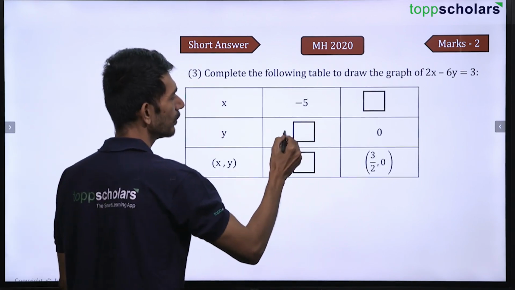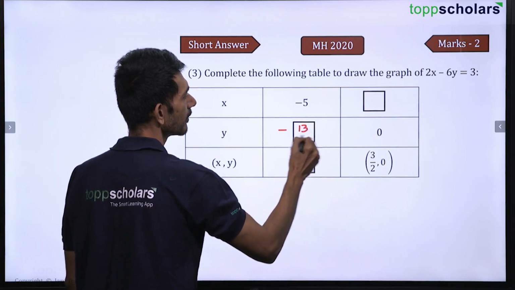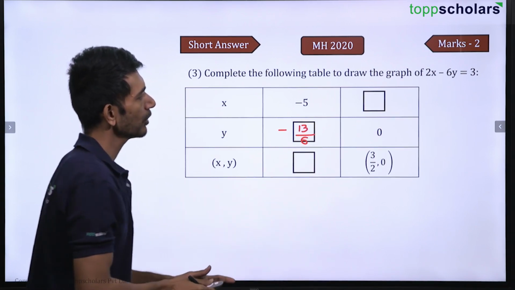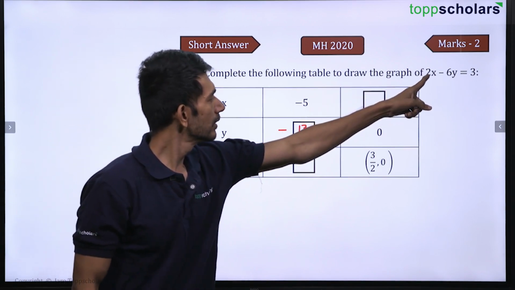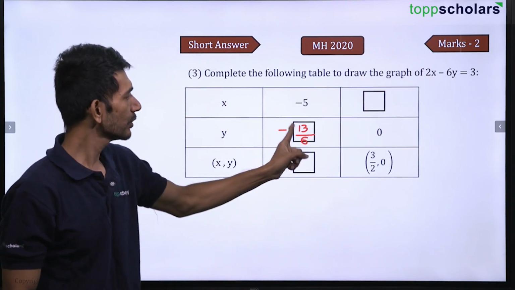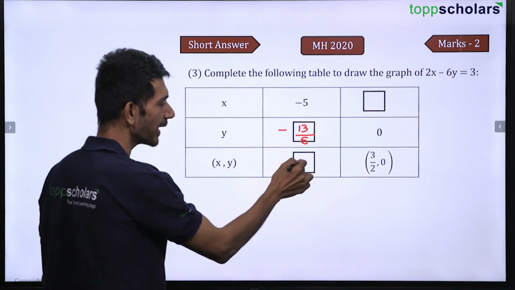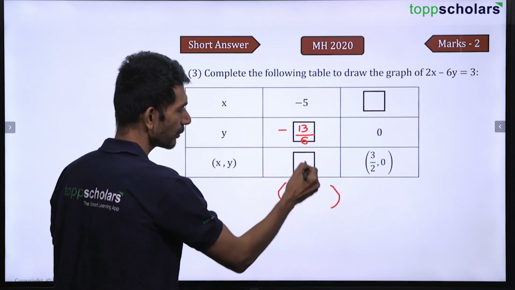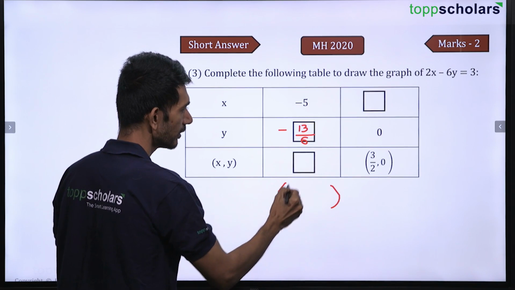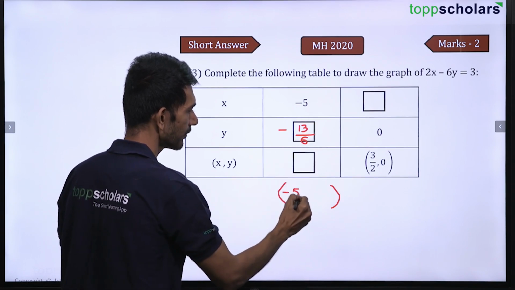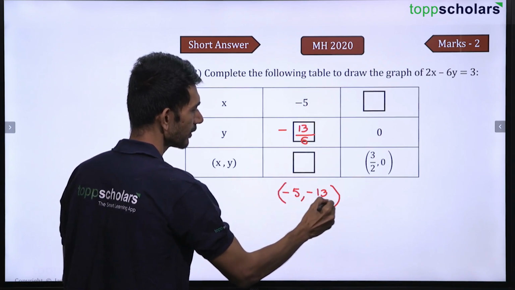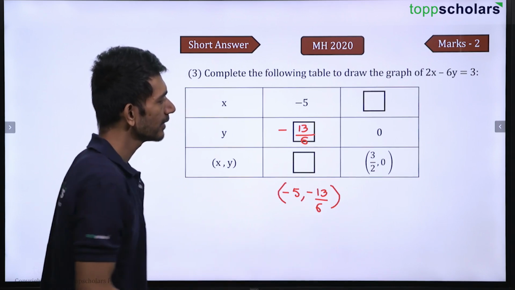So here I'll write down minus 13 by 6, because when we are putting minus 5 instead of x, you get minus 13 by 6. So x comma y. In this bracket you are going to put, because there is no space here, I am writing here minus 5 comma minus 13 by 6, right?